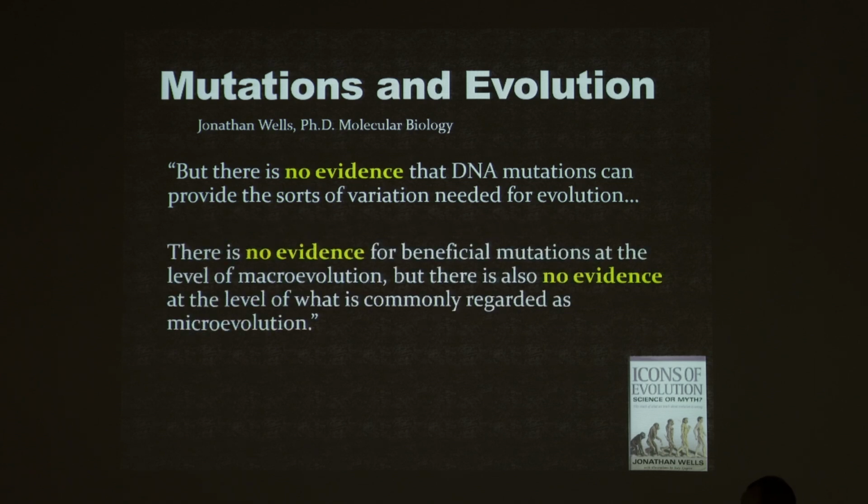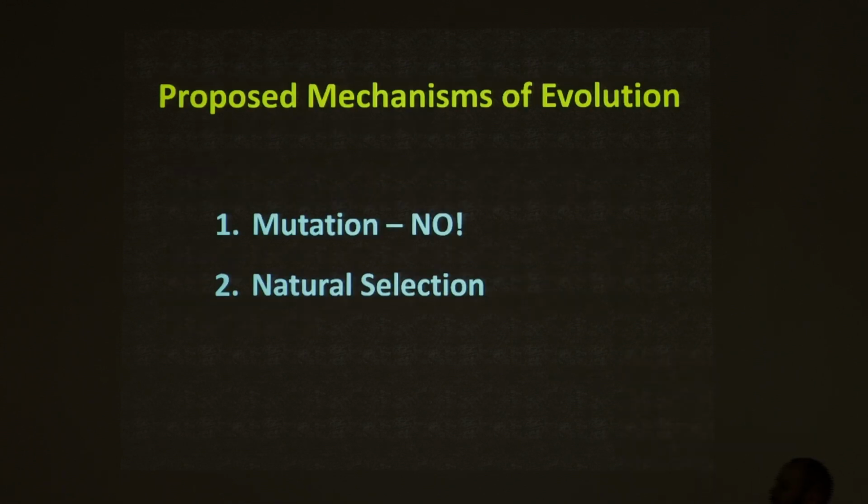There's no evidence for beneficial mutations at the level of macroevolution, large change, but there's also no evidence at the level of what is commonly regarded as microevolution, the small changes we see within a kind. So, mutation, does that prove that will ultimately produce a new information and a new creature? No, we don't see that in what we observe or even what we can reproduce in a lab.